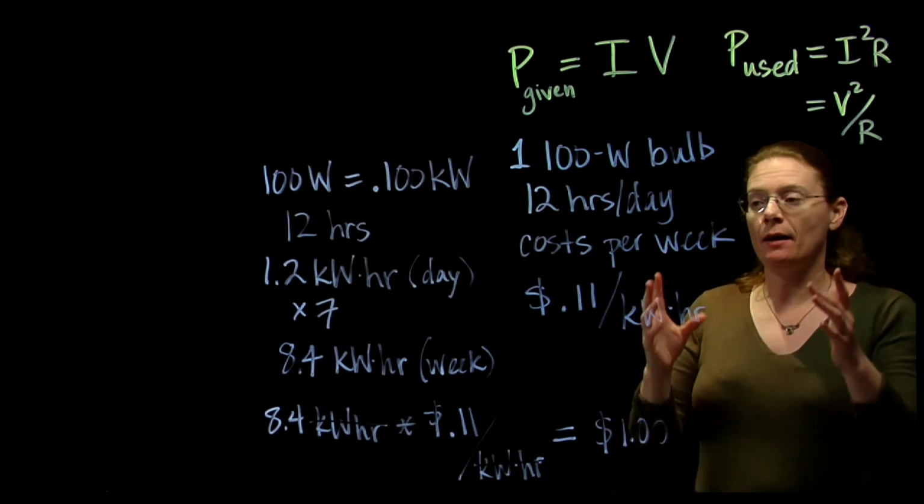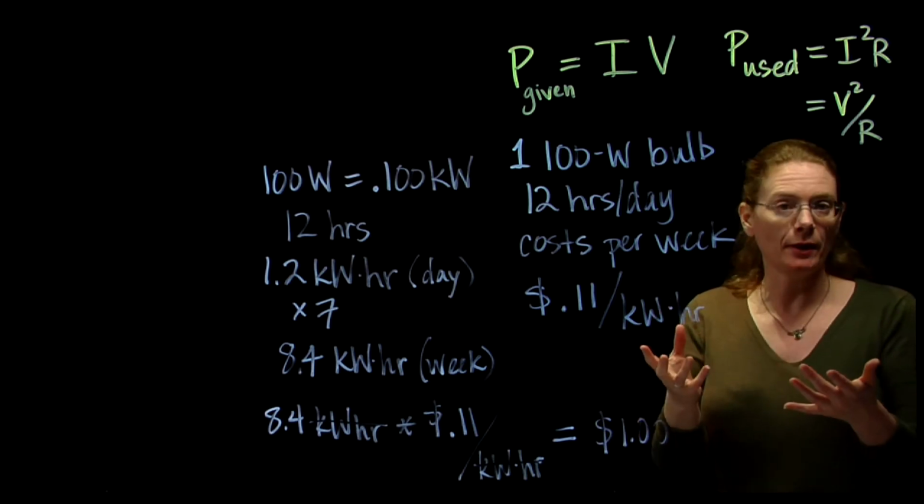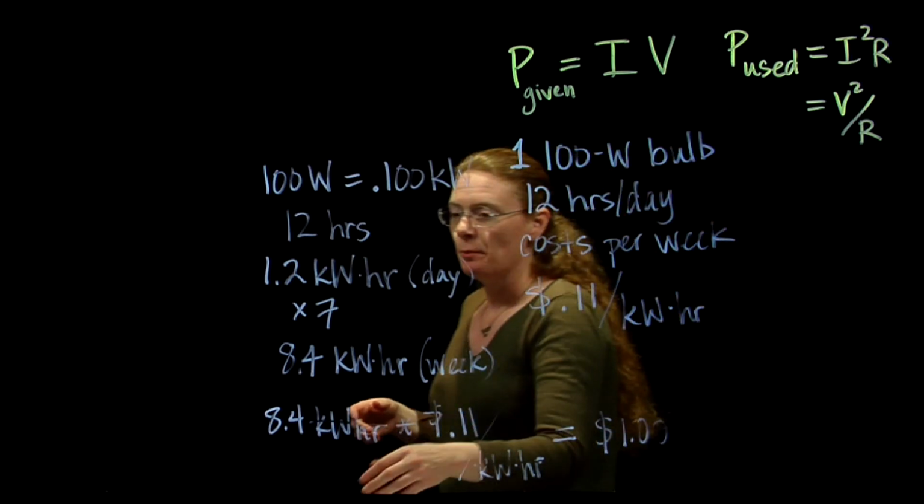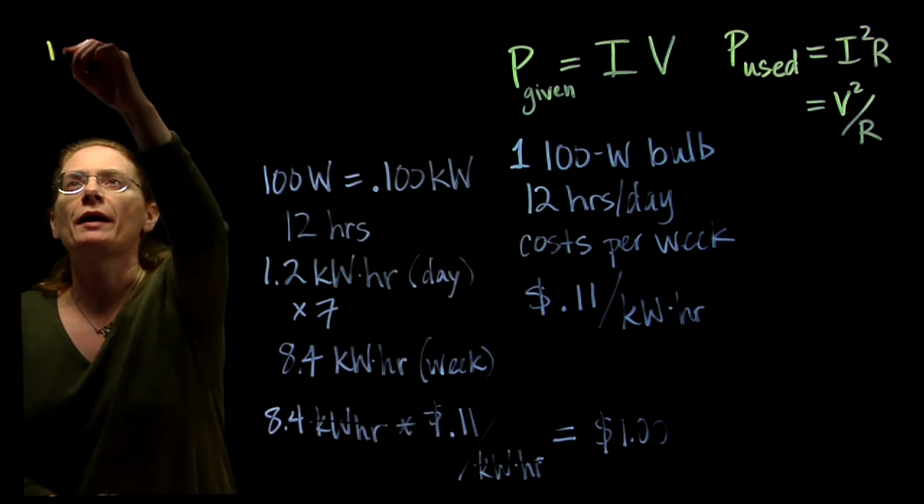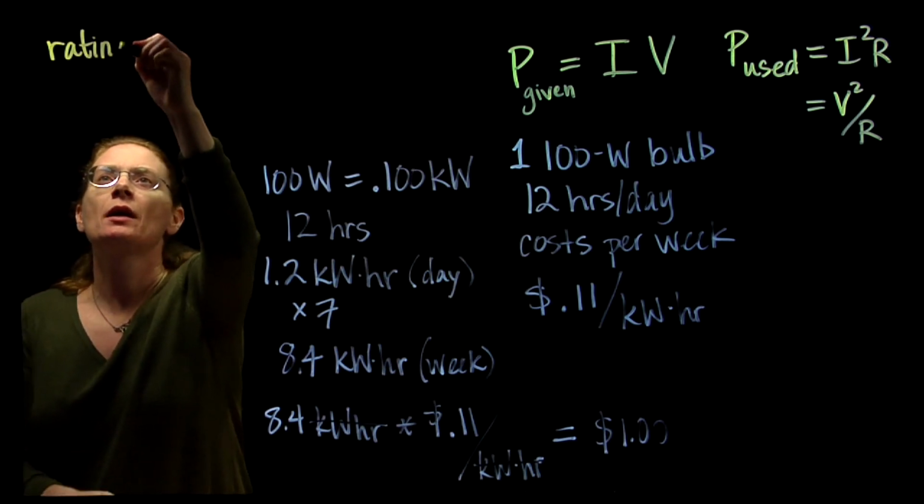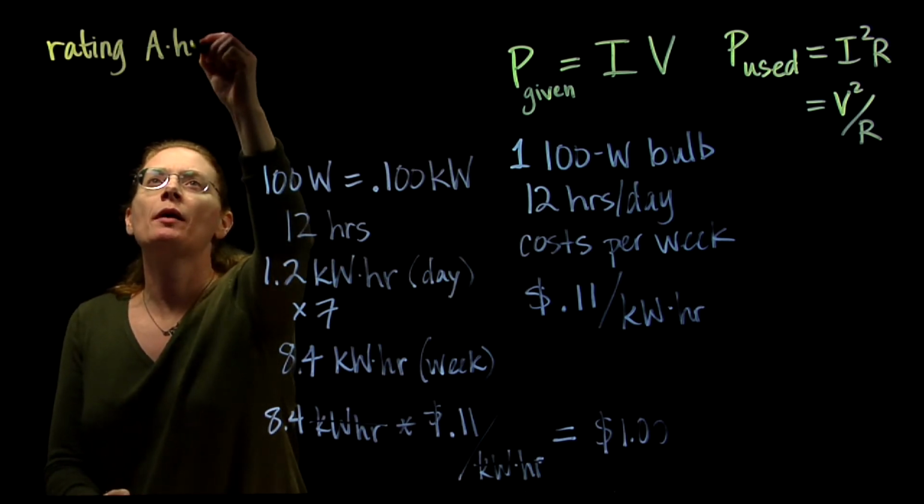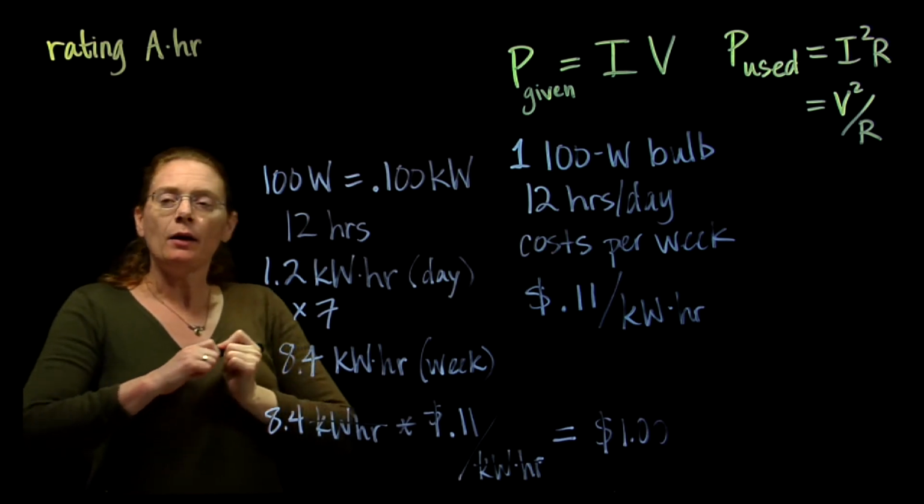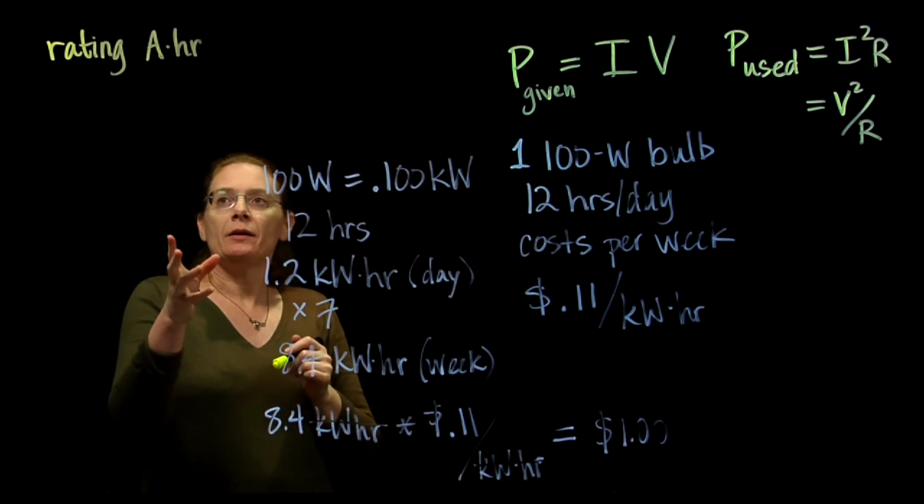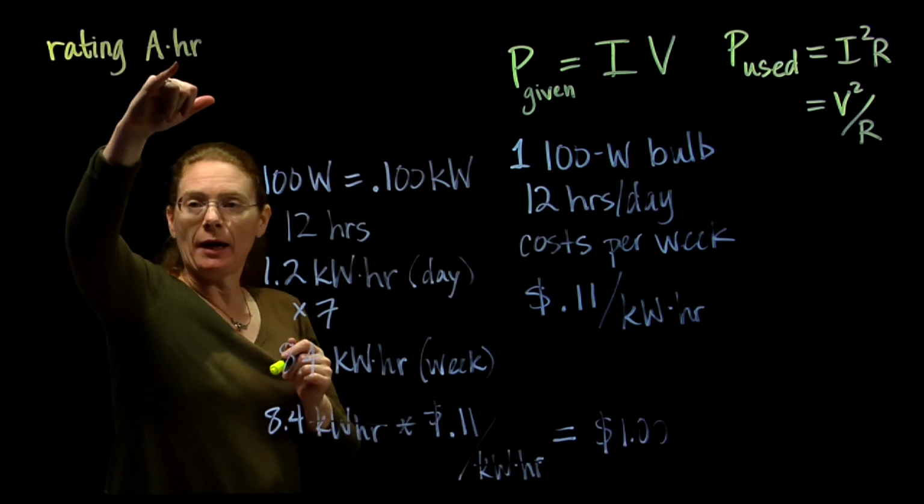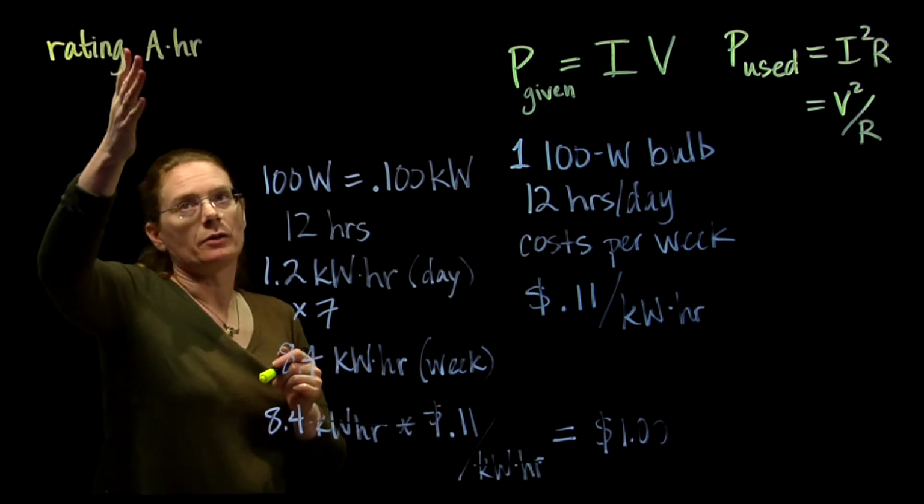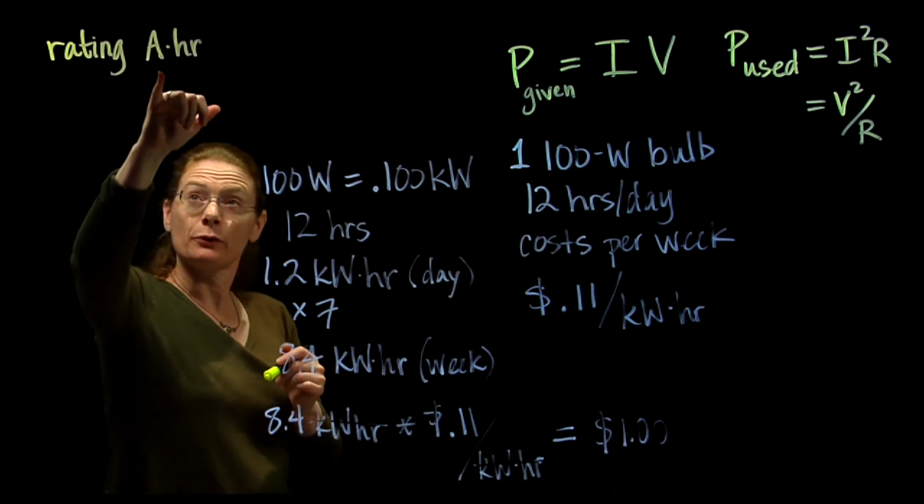And this is the idea of the length of time that a battery is going to last. Batteries are given a certain rating. Besides their voltage, they're given a rating in amp hours. And what this tells you is how many hours the battery is going to last at such and such a current, so for so many amps.